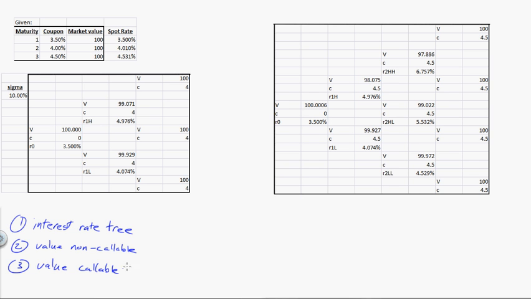And it doesn't even have to be a callable. It can be any type of option, puttable, any type of embedded option. So those are the 3 things we need to do. We start with this given information, and then we bootstrap the spot rate curve, which you should remember how to do. So we're saying the market value. In this case, by the way, to make it simple, I'm assuming annual compounding.